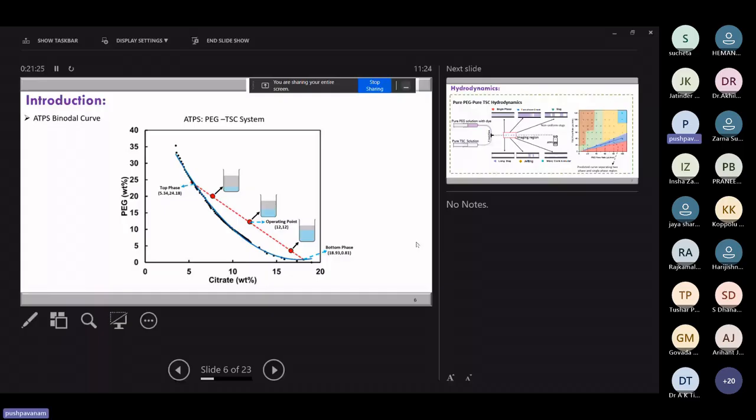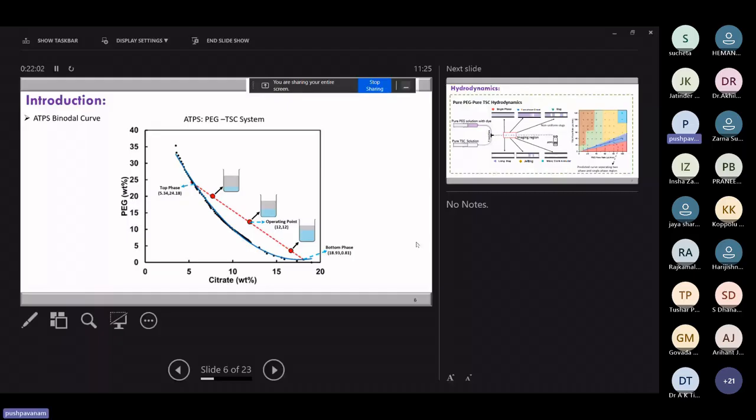So all this dashed line you see, the circles. Okay, you take a composition which is 12% of PEG and 12% of citrate. You are going to be above the binodal curve. So if you mix and make an aqueous solution containing 12% citrate, 12% PEG, okay, that's the operating point. You will get a two-phase mixture because you are above the binodal curve. One phase will be rich in citrate.